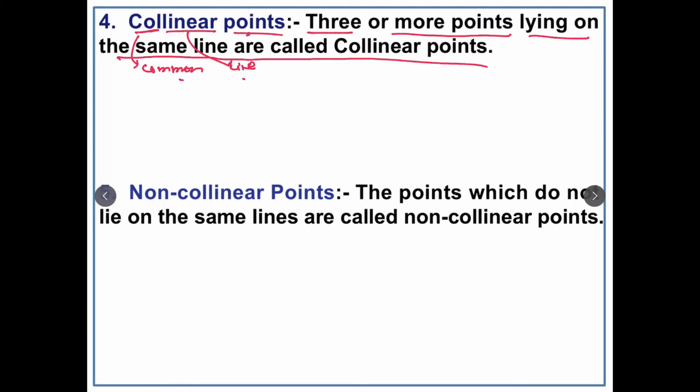As you can see here, if we draw a line like this and it has certain points, let's say a point A here, a point B here, and another point C on the line, all these three points are lying on the same line, so they will be called collinear points. If we have another point D and another point E on the line, all these points are lying on the same line, so these points will also be termed collinear points.